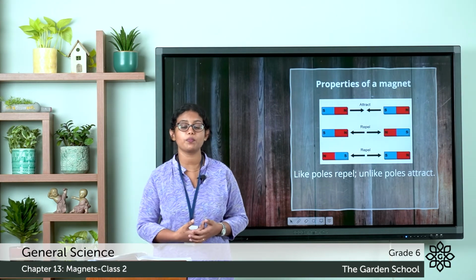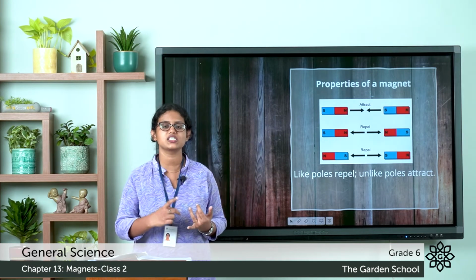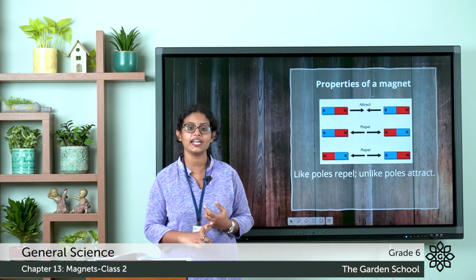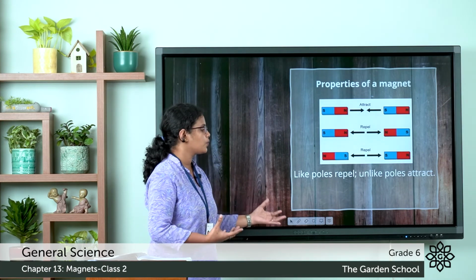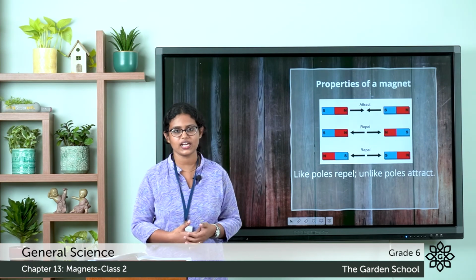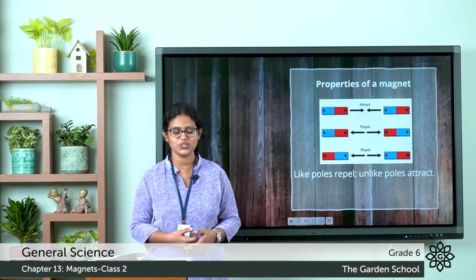These are some of the properties of a magnet. The first one, that is the attractive property. Then the next one is the directive property. And then we discussed like poles repel and unlike poles attract. So, I hope it was clear to you.